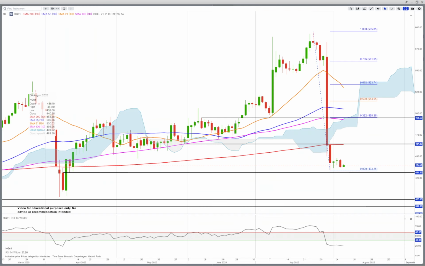Copper just stepping sideways, still above the 433 support area, 431, 433. If it takes it out, well, then we are looking at 400 down here. Resistance at 464.60. If it takes out that, but it's really a strong one, then the next strong one is at 495.